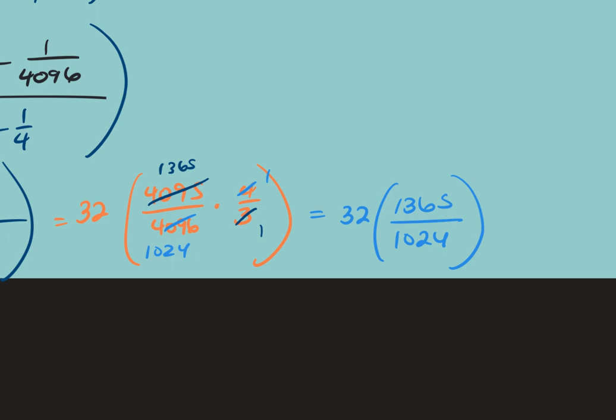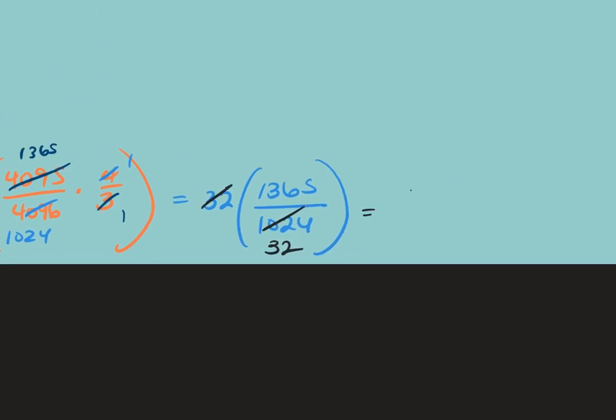And now I'm going to see if I can reduce the 32 into the 1,024. It goes 32 times. And I've got 1,365 over 32. Check to make sure that can't be reduced. 2 can't go into both of them. 5 can't go into both of them. 3 doesn't go into both of them. So my answer will literally stay like this.